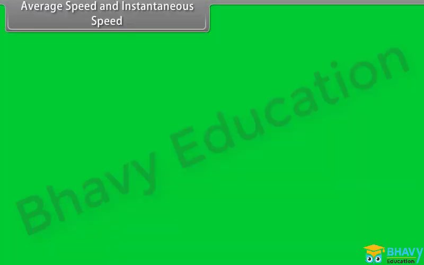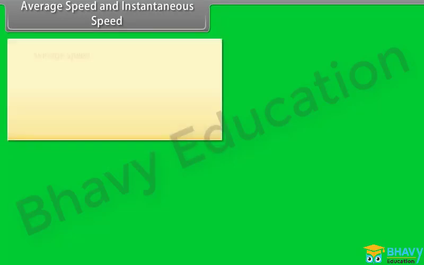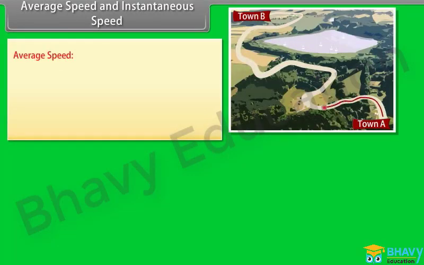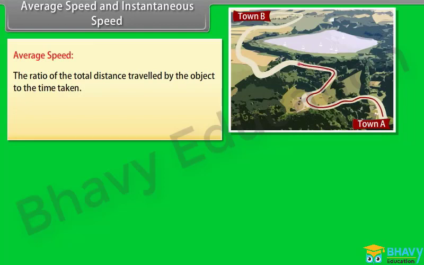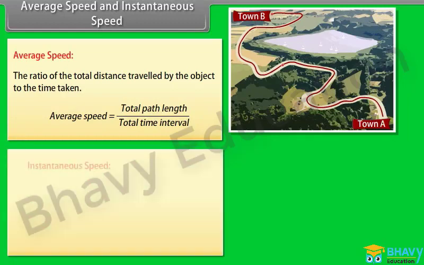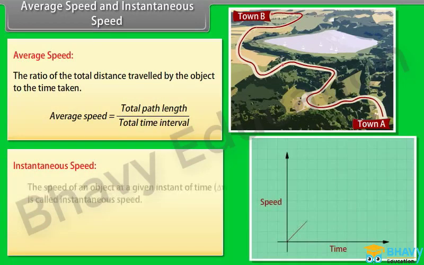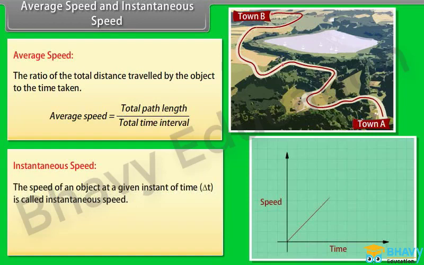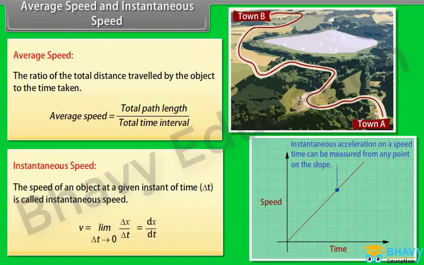Average speed and instantaneous speed. Average speed. The ratio of total distance travelled by the object to the time taken. Therefore, average speed is equal to total path length upon total time interval. Instantaneous speed. The speed of an object at a given instant of time is called instantaneous speed.